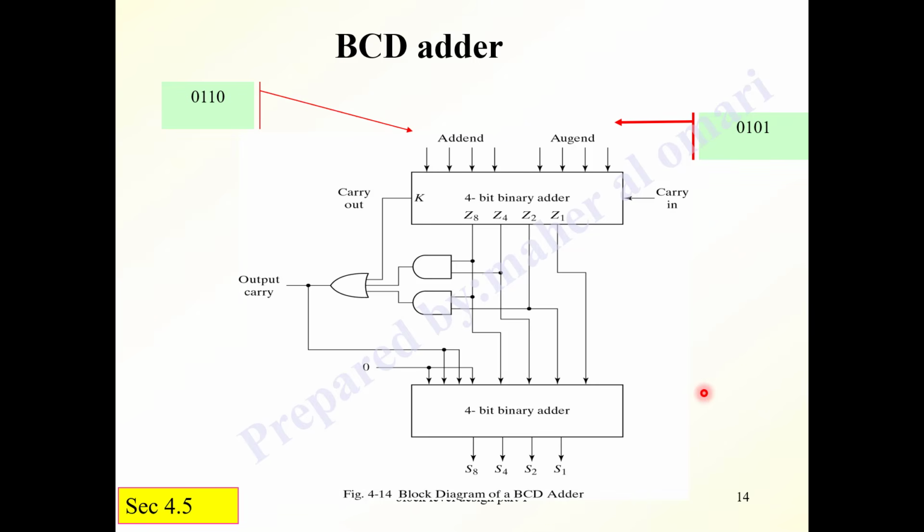Another example, this is 5 plus 6. You should get an 11. In binary, we will get this one here at the output, and then we will have a 1 here because of this condition here. That means this number will be added to 6 to get a 1 here and a 1 here, which makes up 11.